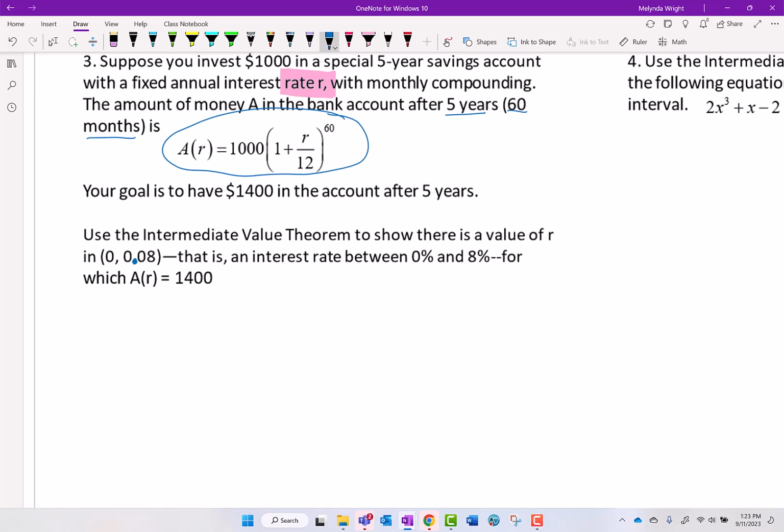Your goal is to have $1,400 in the account after 5 years. Use the intermediate value theorem to show there is a value of R between 0 and 0.08, that is an interest rate between 0% and 8% for which A of R is 1,400. Okay, so we're using the intermediate value theorem and we're going to walk through the steps. Step number 1, and yes, this is something you would have to memorize. It's on a formula quiz.